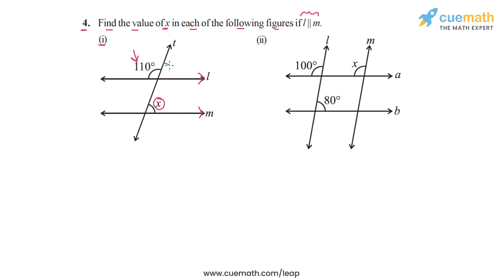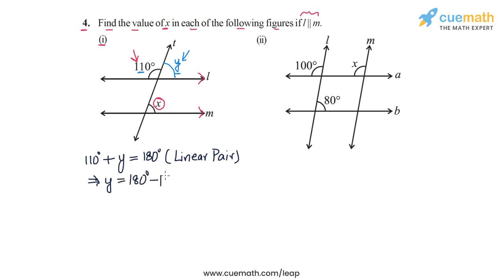So let's label this angle as y. We see that the angle marked 110 degrees and y form a linear pair of angles. So from this fact we can first find angle y. So 110 degrees plus y will be equal to 180 degrees because these two angles form a linear pair of angles. And this means that angle y will be 180 degrees minus 110 degrees, or 70 degrees.